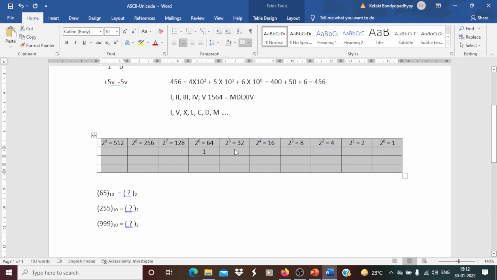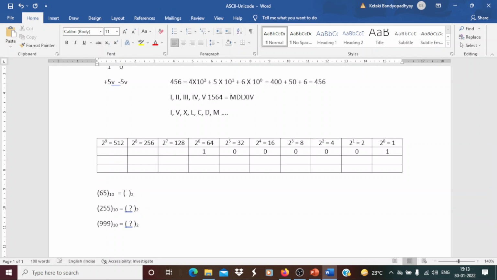Okay. So then 64 we have already taken. So another 1 remains. So 1 signal will be there. In the rest of the positions, the signal will be 0. So easily we can represent the binary equivalent of 65 as 1 0 0 0 0 0 1.